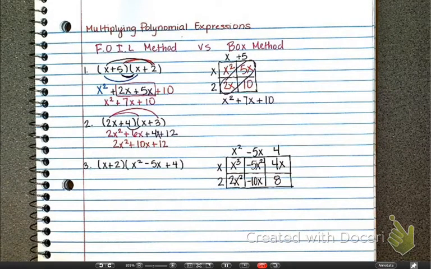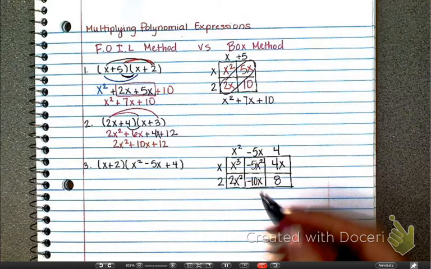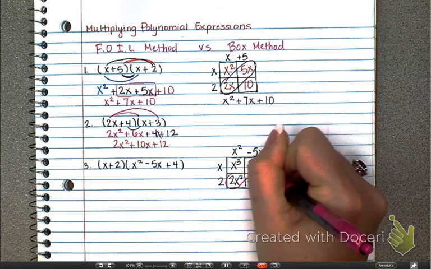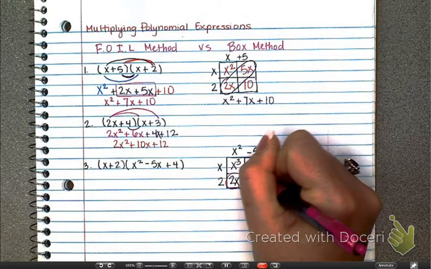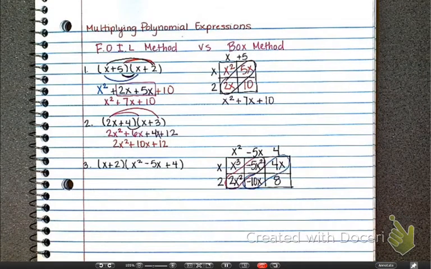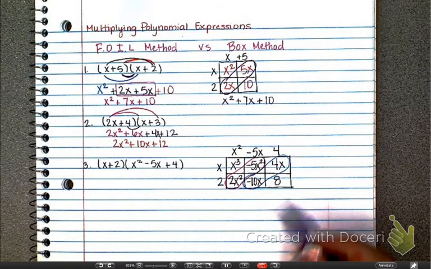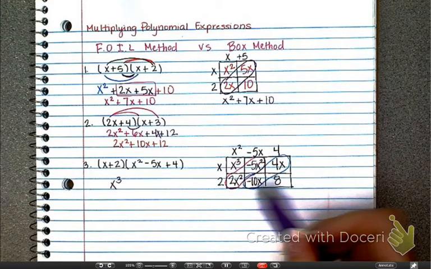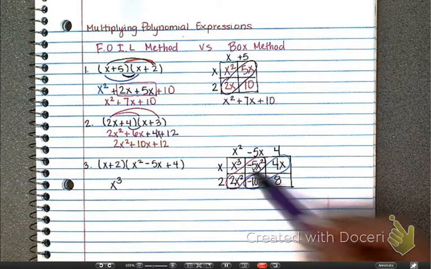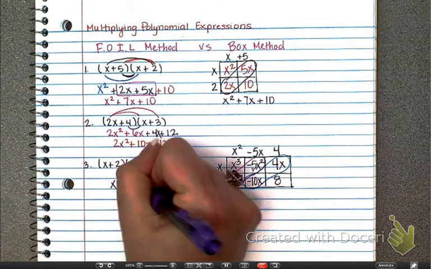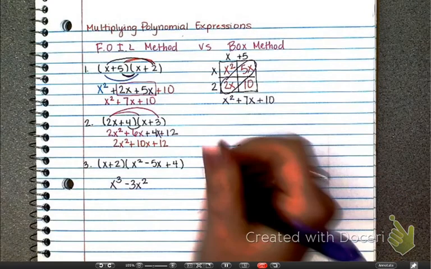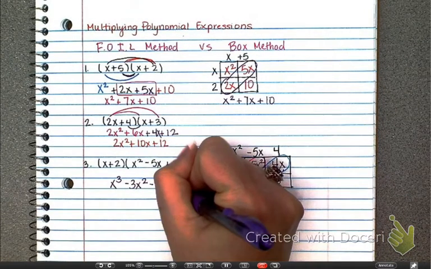Now again, when you have a box, your like terms are diagonal from each other. So I have a 2x squared and a minus 5x squared, and then I also have a negative 10x and a 4x. Okay, so let's rewrite what we can and then combine. So I'm going to pull out this x to the third because there's nothing to combine it with. What is 2x squared minus 5x squared? A minus 3x squared. Negative 10 plus 4, negative 6x, and then I have the 8 on the outside.